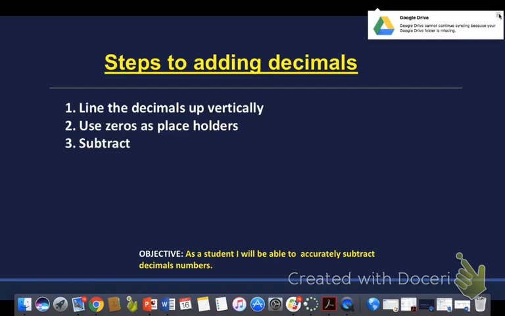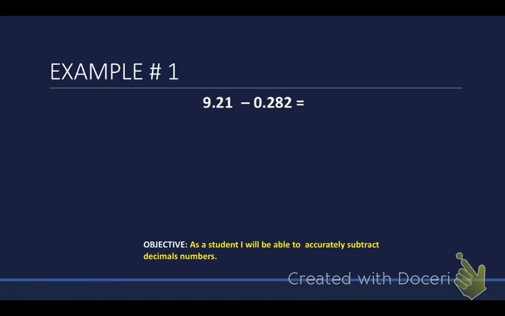We're going to get rid of these things that keep popping up in the way. So example number 1. We have 9 and 21 hundredths minus 0 and 282 thousandths. We're going to start by lining up our decimals, and we're going to subtract 282 thousandths. We're going to add a 0 as a placeholder, which we'll just do right there. 0 minus 2. Now, this is where it's different.